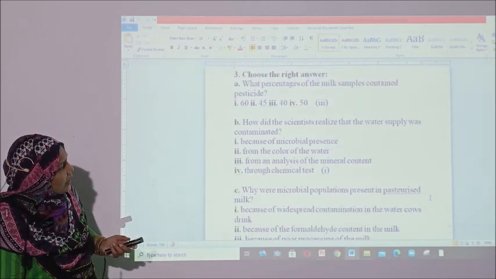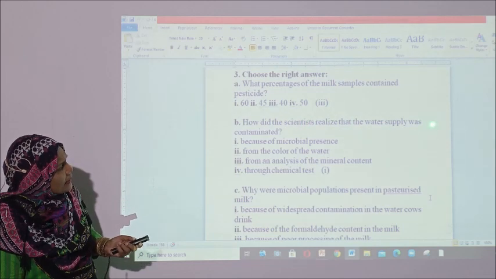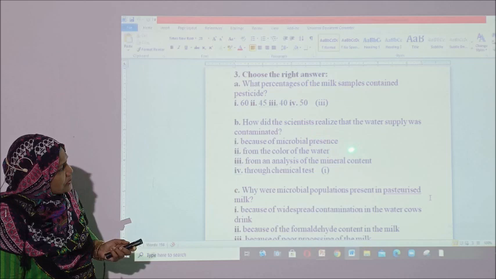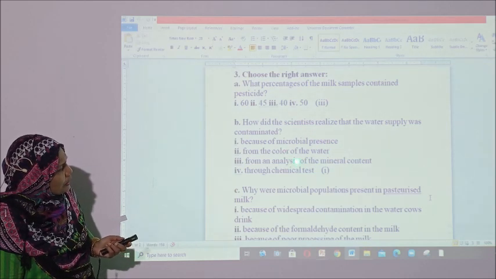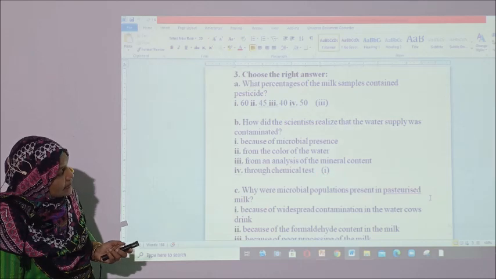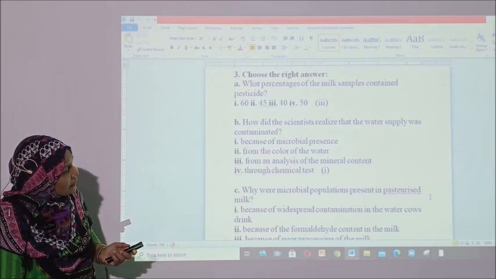Then you will say, how did the scientists realize that the water supply was contaminated? Because of microbial presence, from the color of the water, from an analysis of the mineral content, or through a chemical test. This is because of microbial presence.